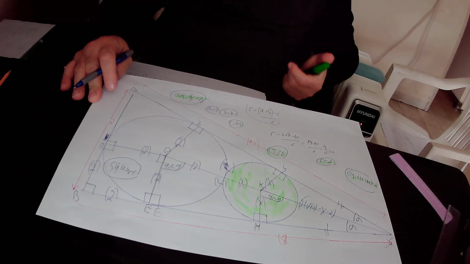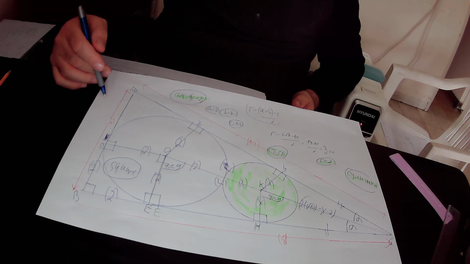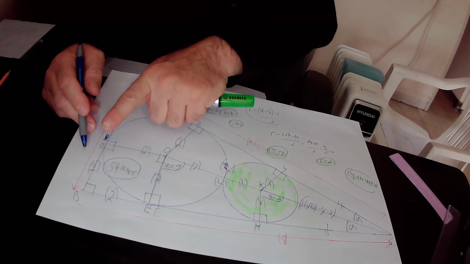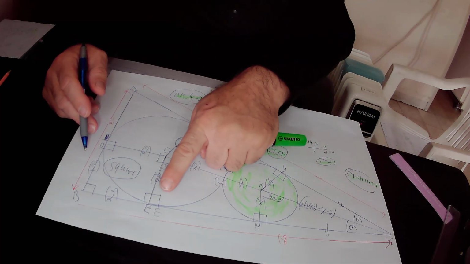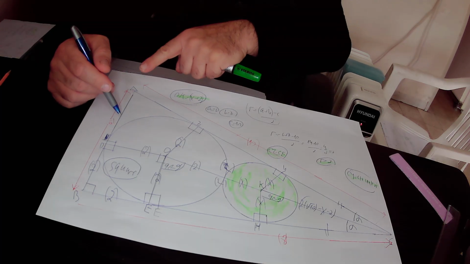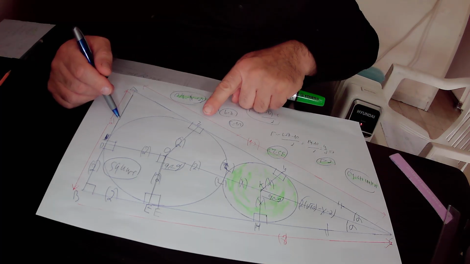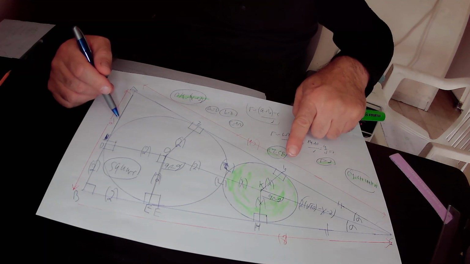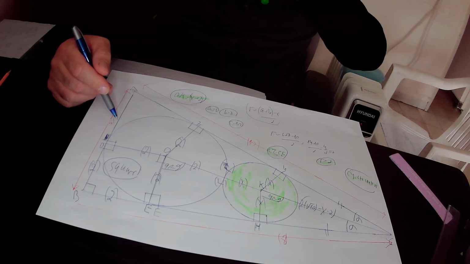In the next step, we define the point of tangency of tangent AB with this circle. This point is point D. Likewise, we define the point of tangency of tangent BC with this circle. This point is point E. We define the point of tangency of tangent AC with this circle. This point is point Z. We define the point of tangency of tangent AC with this small circle. This point is point Y.